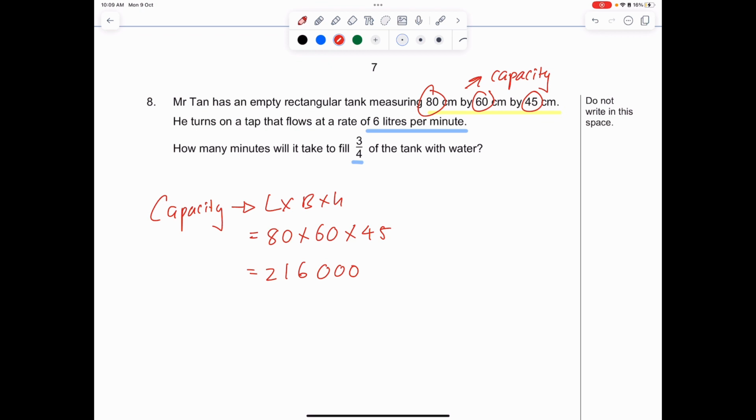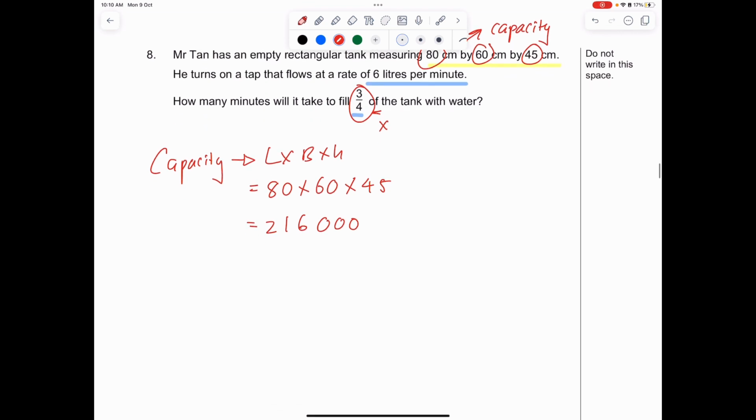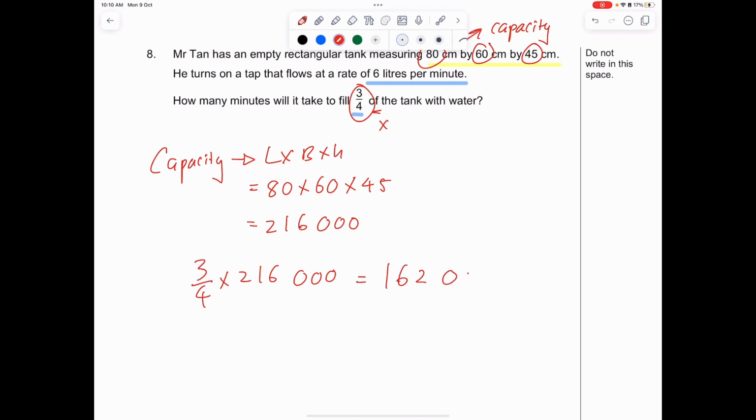Now, this is what the tank can fill up to the brim. But do we want that? No, we do not want that. We only want 3/4. So "of" means what? Times. So we want to know the volume. So 3/4 times 216,000. Your answer will be 162,000.